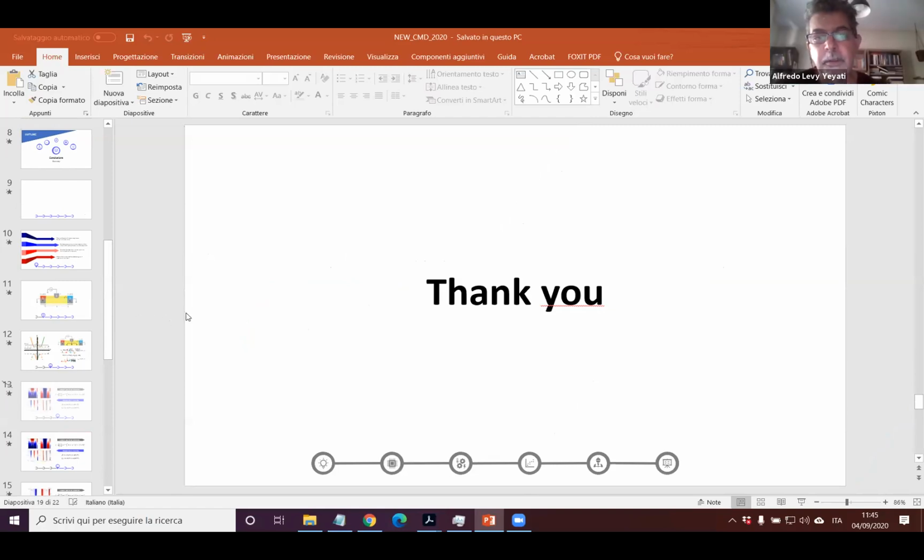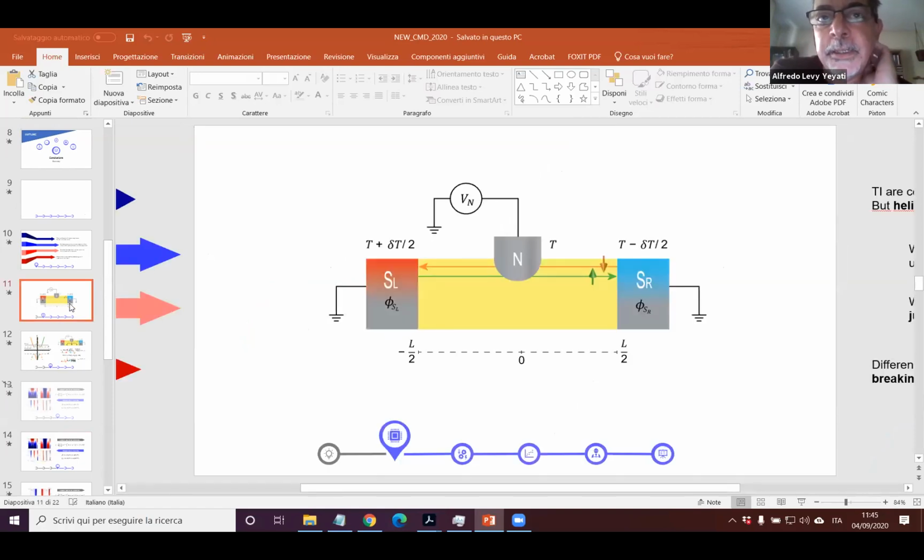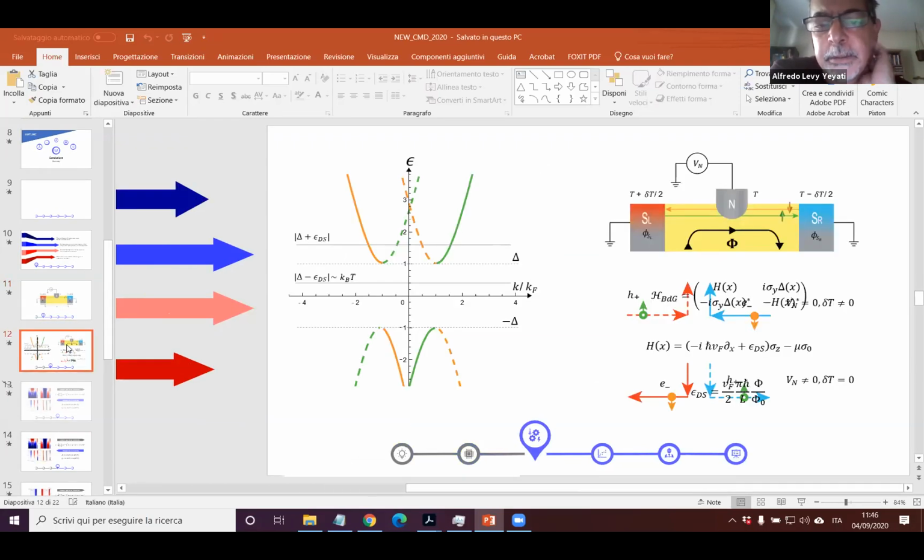Rafa, I have a question. Yes, please, Alfredo. In the case where you have the flux as the mechanism to break the symmetry, which one is the mechanism in the absence of the flux?